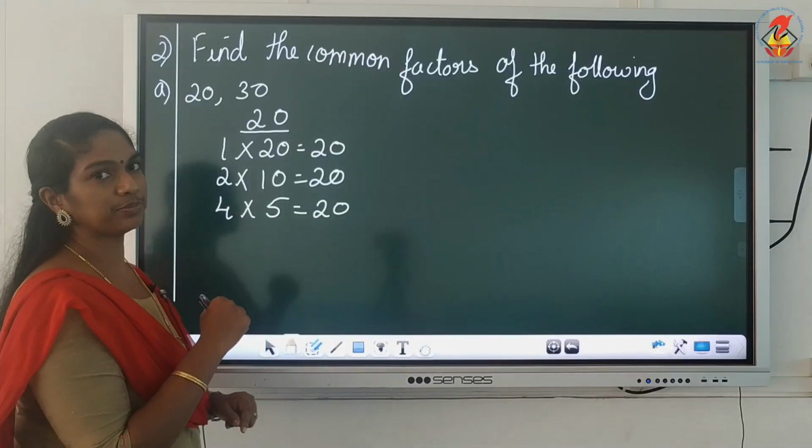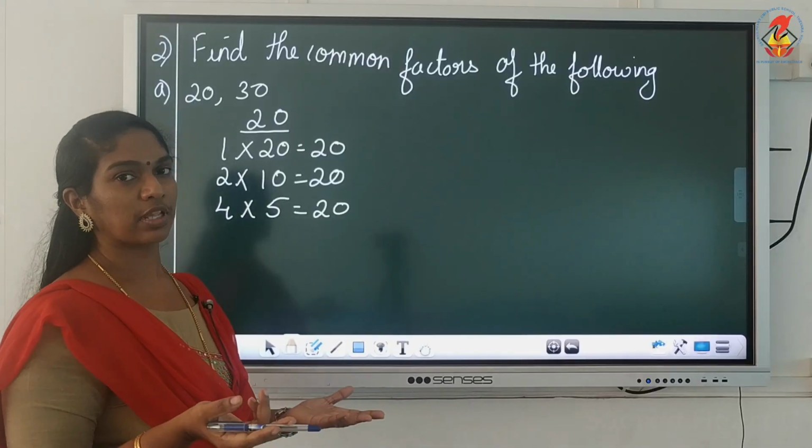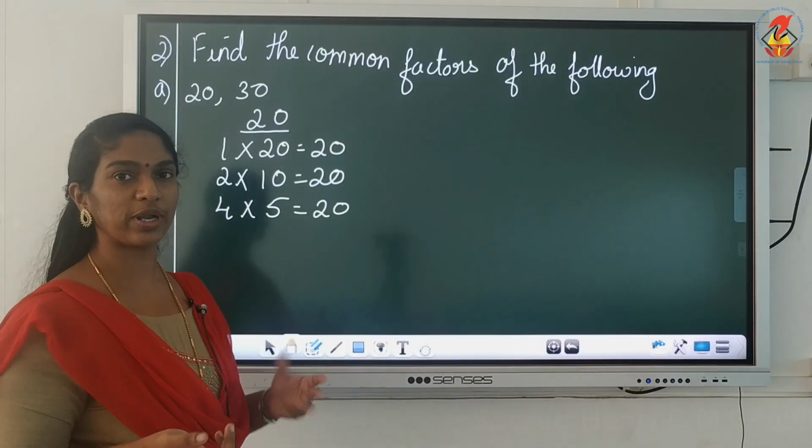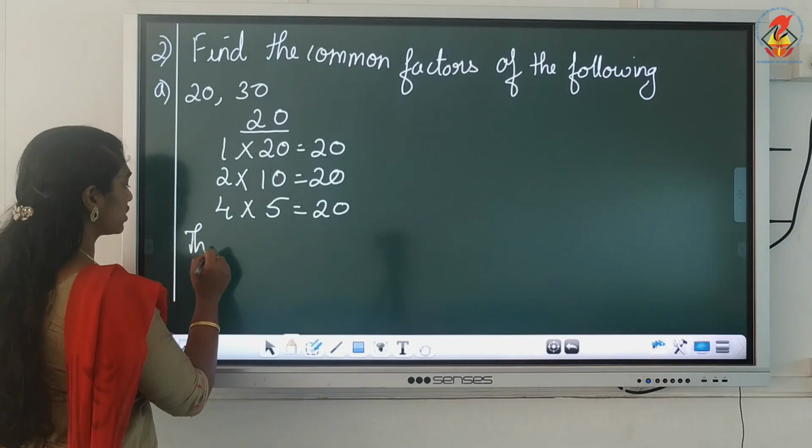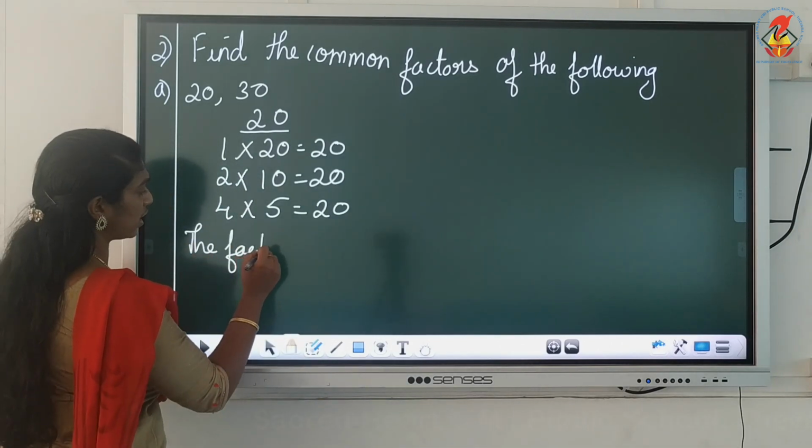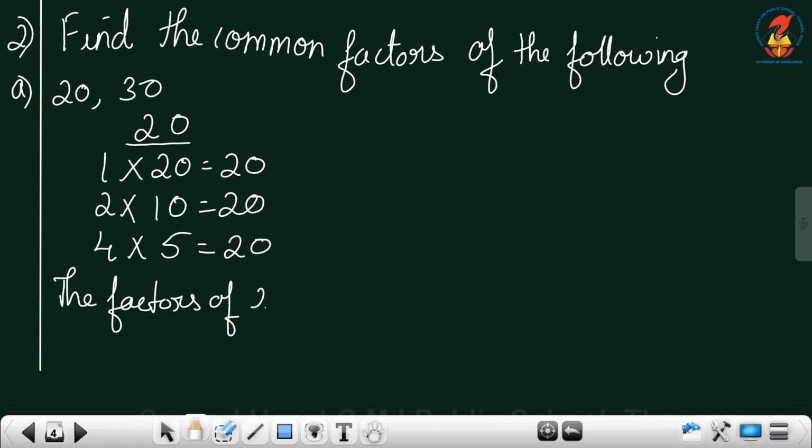Now 5's table? Yes, 5 into 4 is equal to 20. So we don't need to write it again. So write down the factors of 20 are 1, 2, 4, 5, 10 and 20.